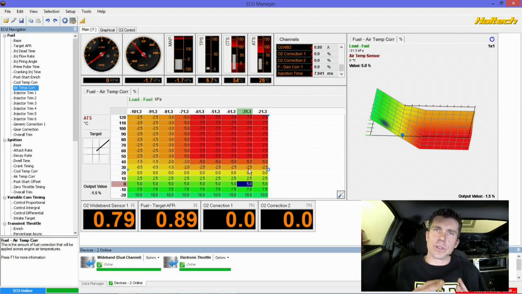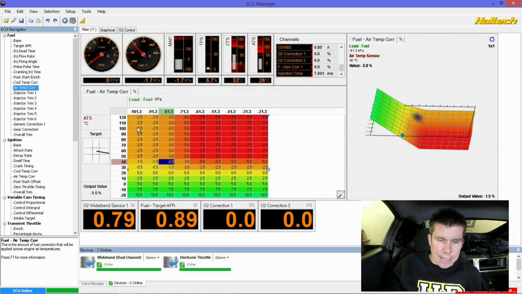Now what that will do is, under steady state conditions, if we're say driving down the road at 3000 RPM at half throttle or on the dyno, give us very, very accurate control over the air temperature, over the fueling I should say, as that air temperature changes. But there's a few aspects there that make our job a little bit more difficult. We're relying on the input from the air intake temperature sensor, and where that's located in the intake tract can have quite a big influence on what this table's going to want to look like.